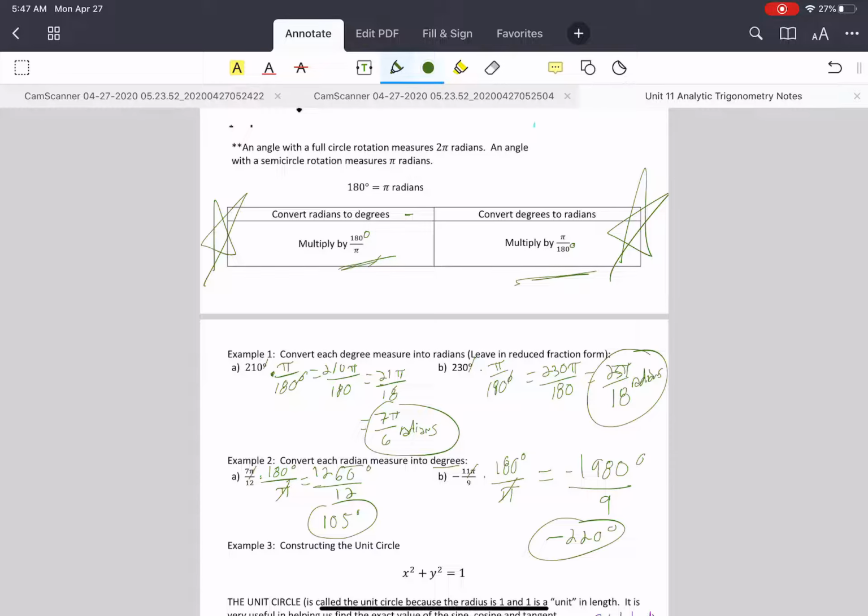Now what I want to mention is why we got that negative there is because negative radians work the exact same way as negative degrees. So on your unit circle, you're always going to start at 0 degrees, and if you want to have a positive radian measure, you rotate up counterclockwise, and with a negative radian measure, you rotate down clockwise.